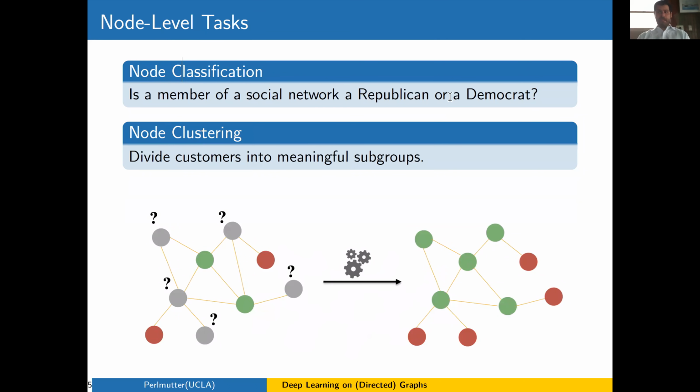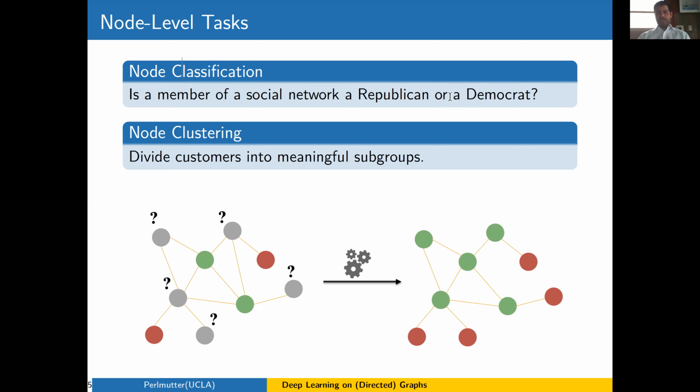The second big family of tasks is so-called node level tasks, where for the purposes of this talk, I'm going to use the word node and vertex interchangeably to refer to the dots. And I'm going to use the word edge and link interchangeably to refer to the lines between the dots. And you might have a network, say Facebook, and you might know the political affiliation of some of the users, which are either going to be red or green. And then you want to develop a model which is going to predict the political affiliations of the other ones who did not specifically identify their political affiliation on their profile.